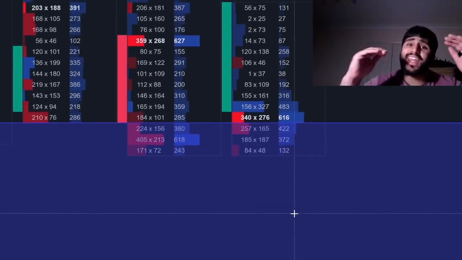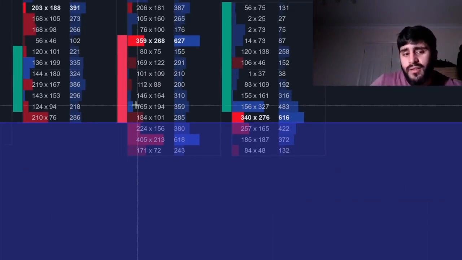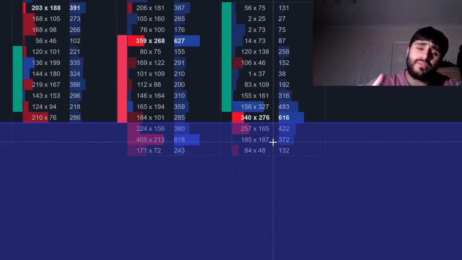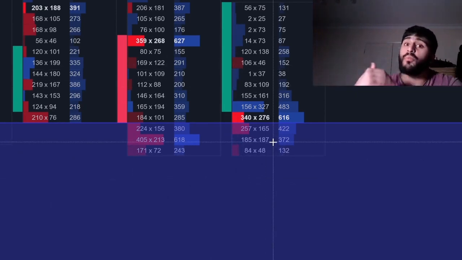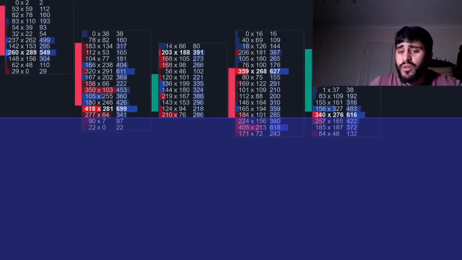We want to see negative delta that isn't being rewarded. So what we see over here, and a little bit over here, is that we see aggressive sellers which are not being rewarded. Because if the aggressive sellers were being rewarded, we would have seen lower prices. We would have seen price come and retest lower.